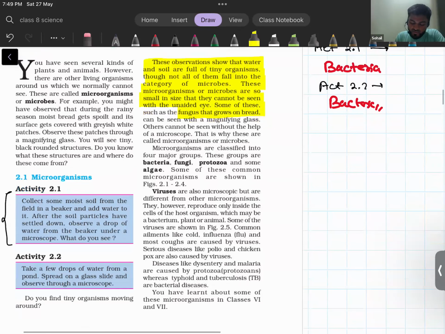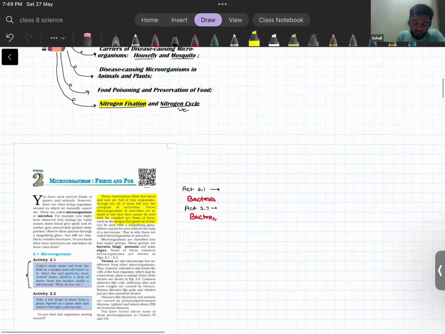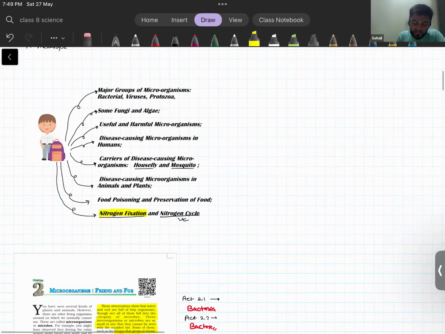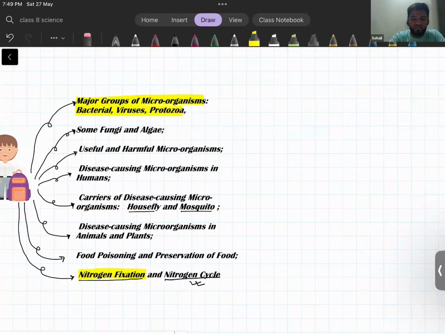So the first thing we are going to discuss is the major groups of microorganisms. That is the bacteria, viruses, and protozoa. That is the major group of microorganisms.